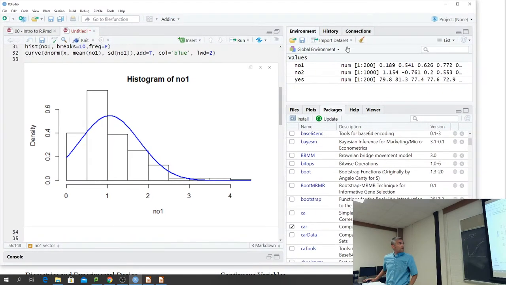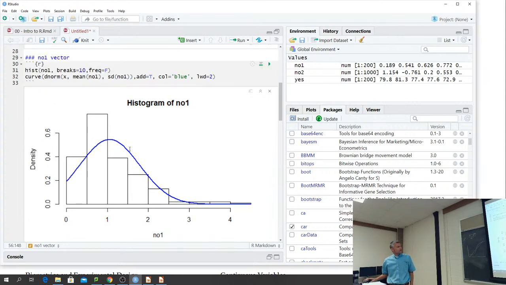All right, so histogram of no one. I copied and pasted the code that was working, the yes vector, pasted it into a new chunk, and then I changed and switched from yes to no one. So I've got the hist, I have the curve, it works.